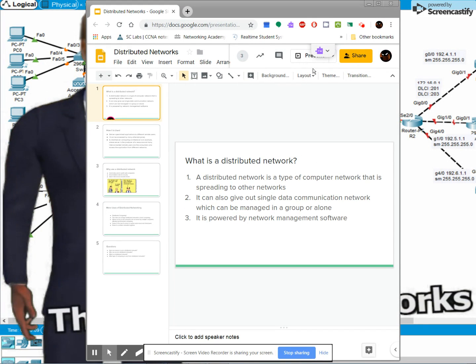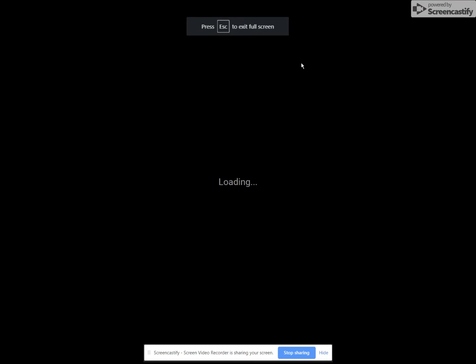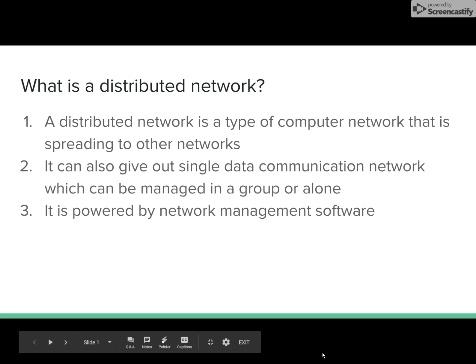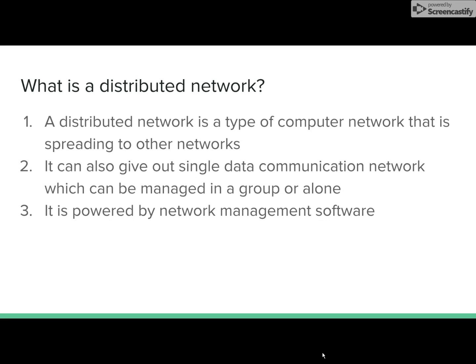Today we will be presenting distributed networks. So, what is a distributed network? A distributed network is a type of computer network that is spreading to other networks. Some distributed networks are used by hospitals, global enterprises, colleges, and governments.